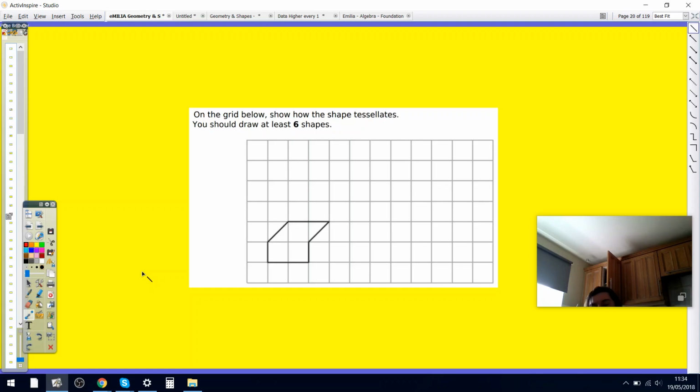All right, it's not letting me draw lines very well, so it's a bit annoying.